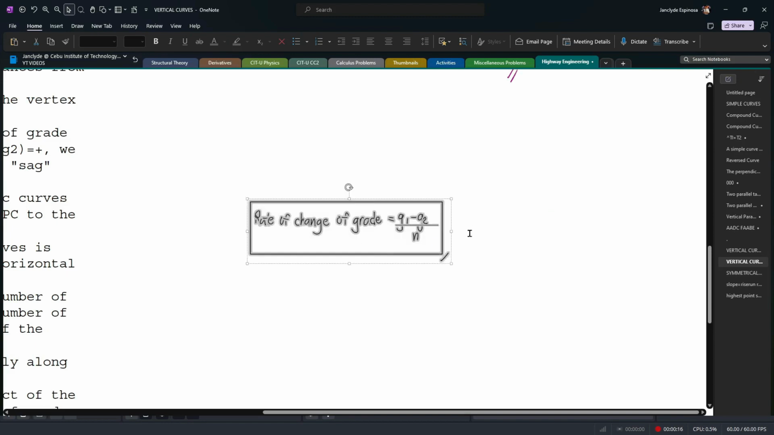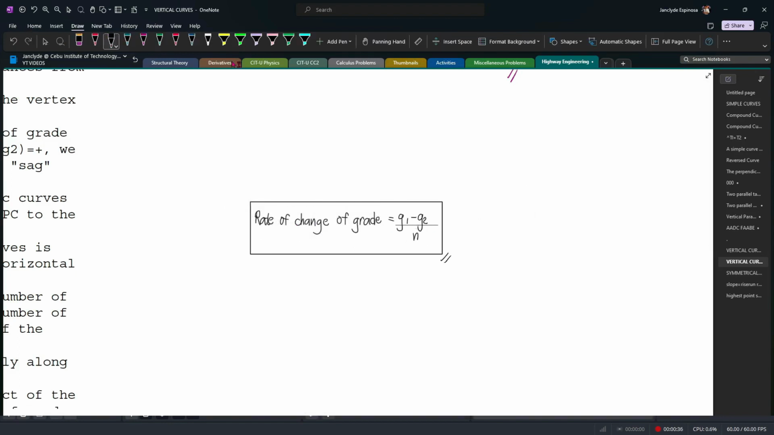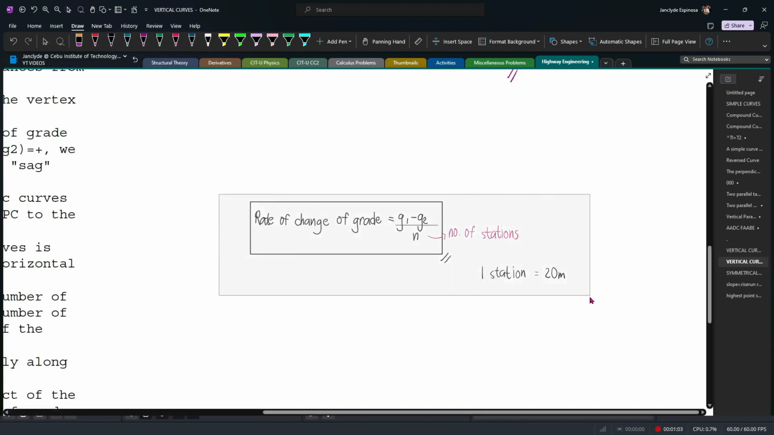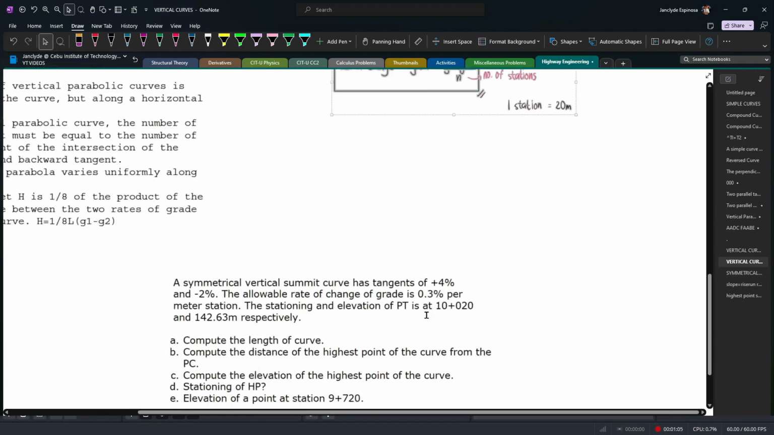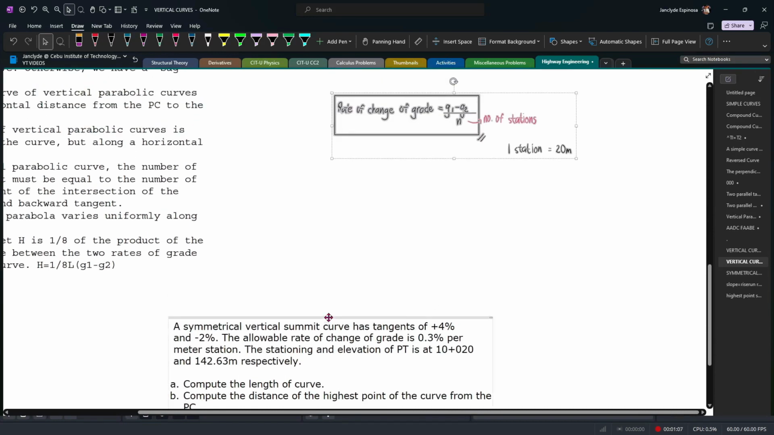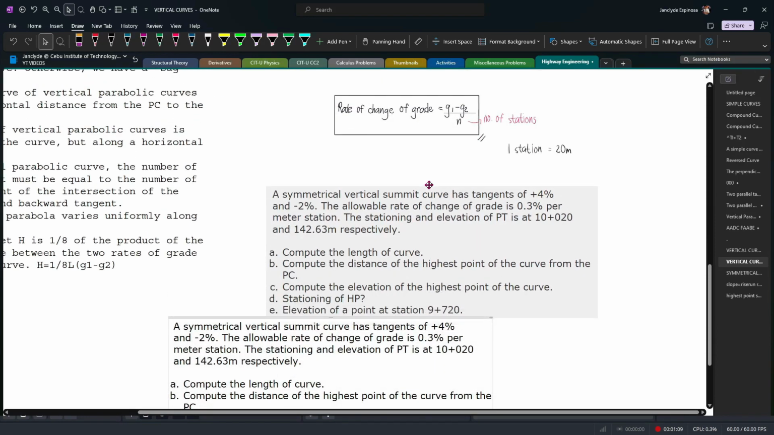Now just an additional input, we also have this formula. For the rate of change of grade, that's equal to G1 minus G2 divided by N, in which N is the number of stations. Now in our concept, in the previous discussions, we know that one station is equivalent to 20 meters. And so once you get the number of stations, you need to multiply this by 20 meters to find the length of the curve. And so now, since my voice is still recovering, let me just add this sample problem, and then I will just add comments, which will be displayed as text.